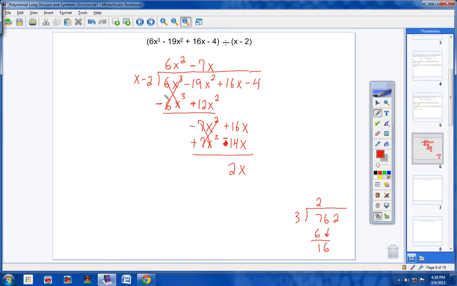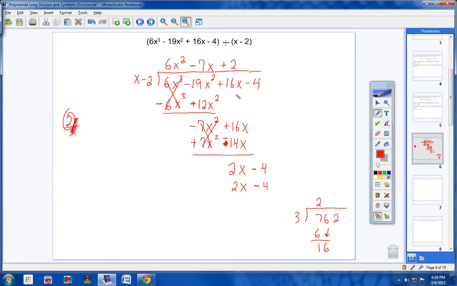So x goes into 2x 2 times. If you want to see that over here, 2x divided by x, your x's would cancel, leaving you with 2. Now take your 2 and multiply it through. 2 times x is 2x. 2 times negative 2 is negative 4. You have a constant term here, so feel free to bring down your constant term, okay?